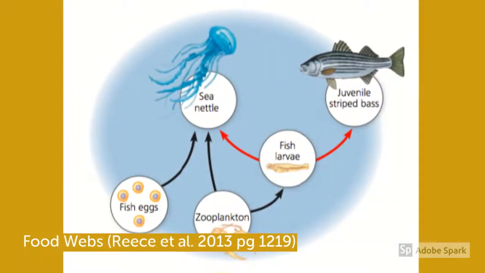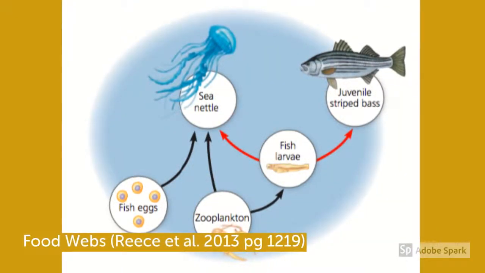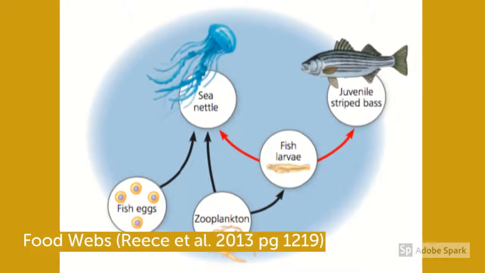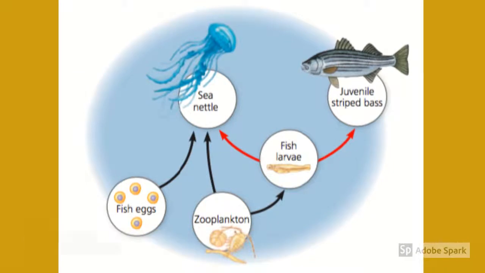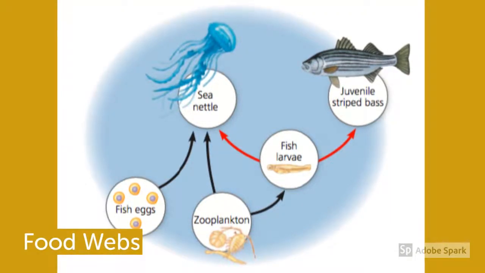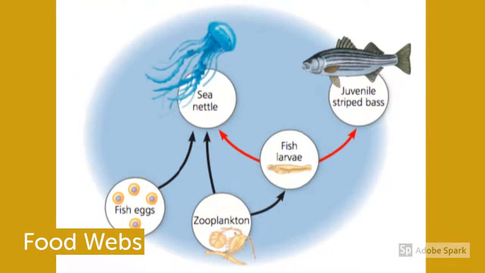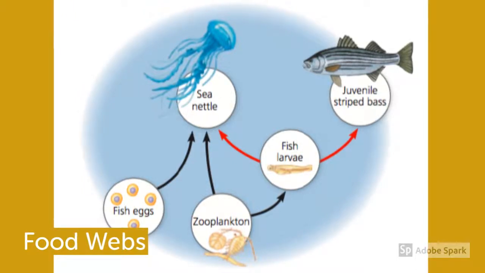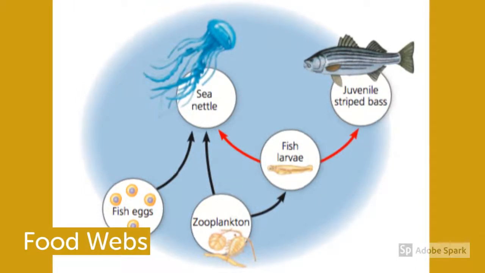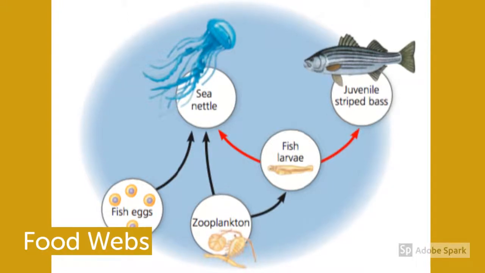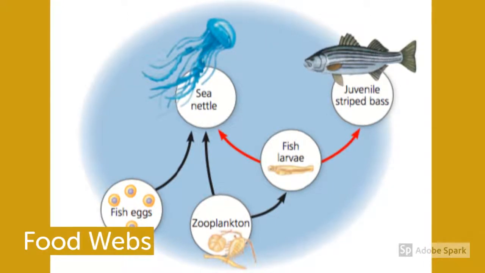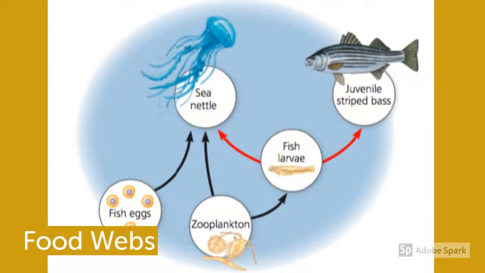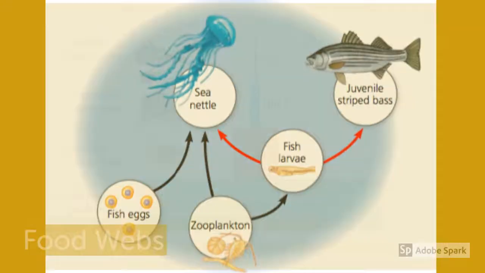A food web shows trophic relationships, so this means feeding relationships of a community. Overall, it shows who eats who. The somewhat confusing part about food webs, at least what confuses me, is if you look at this image, you see that fish eggs is pointing to sea nettle. This doesn't mean that fish eggs eat sea nettle, it means that sea nettle eats fish eggs. So maybe a better way to think about this is what's going into whose belly. So the fish eggs is going into the sea nettle's belly.